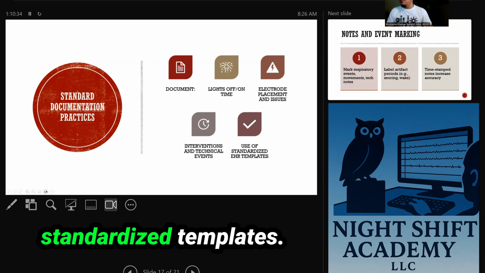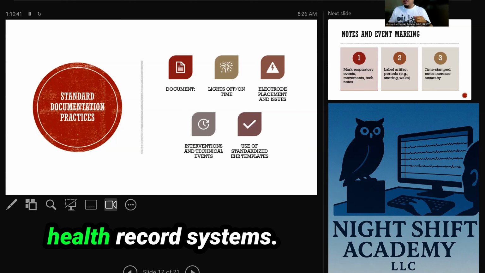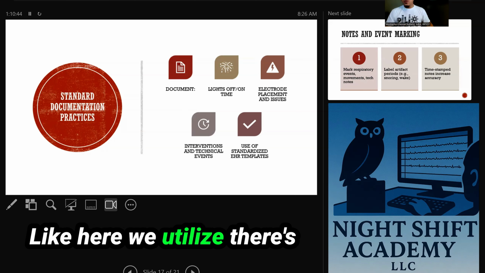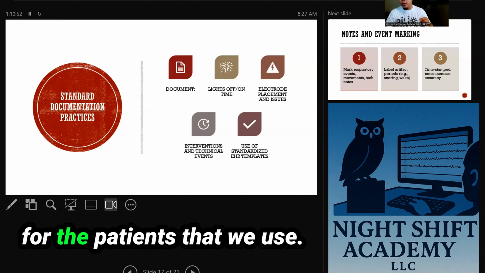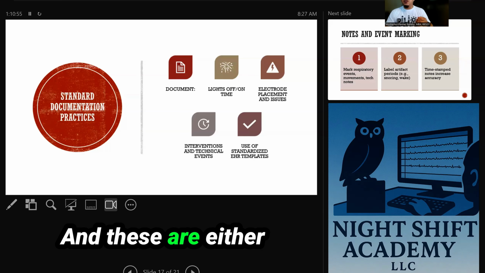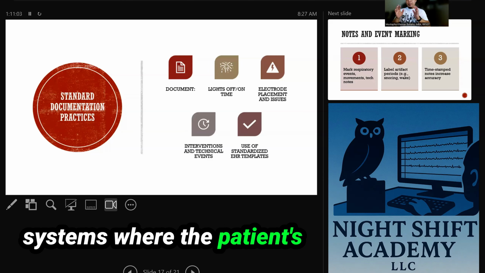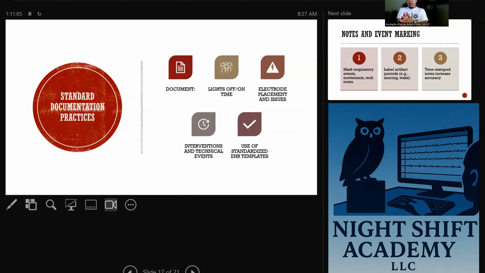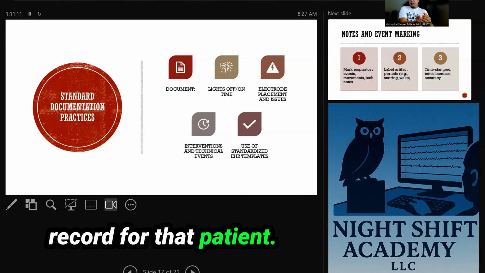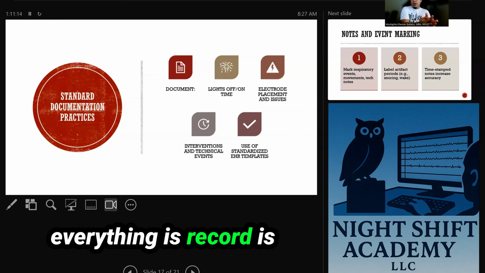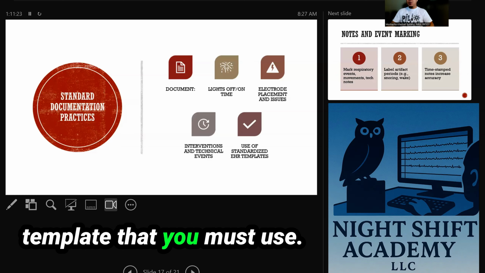And then use of standardized templates. Some of these sleep systems are already connected to the electronic health record systems. Here, we utilize at least two major electronic medical record systems for the patients, and these are either Epic or Cerner. These are systems where the patient's chart is kept. If the patient belongs to your hospital, that is the record for that patient, and including sleep, everything is connected to that health record system. But they have their own template that you must use.